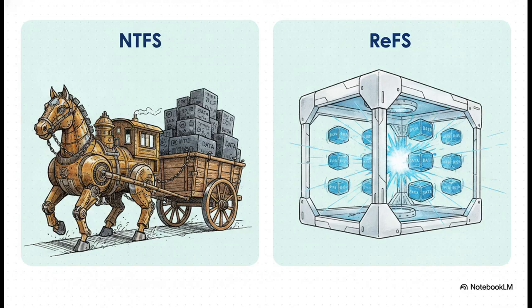ReFS, on the other hand, well, it completely changed the game for Hyper-V. It introduced this amazing feature called block cloning. When Hyper-V takes a checkpoint on ReFS, instead of allocating new space and copying all that data, ReFS just creates a new reference to the existing blocks. So a checkpoint on a 500 gigabyte VM that would normally take minutes on NTFS, it literally completes in milliseconds on ReFS. It's a real game changer.